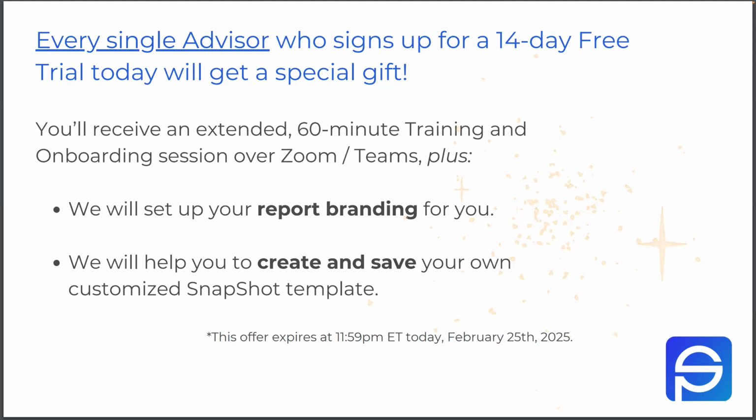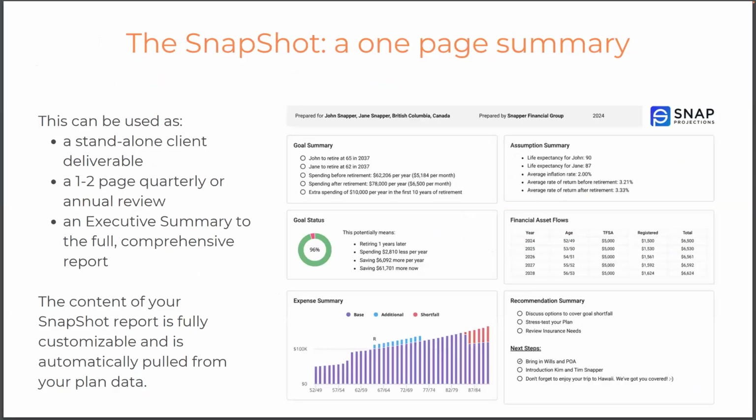The snapshot is very flexible, but it's most often used in three different ways, according to what advisors are telling us. It can be used as a standalone client deliverable that essentially replaces the longer client report. It can be used as a 1 or 2 page quarterly or annual review. And it's also very often being used as the executive summary to the full comprehensive report. The beautiful thing about this is that once your template is created, your snapshot is automatically built from the data within your projections. No extra work is required to produce this report. As part of this special package today, the support team will work with you one on one to create your template so you can instantly pull a 1 or 2 page report from your projections.